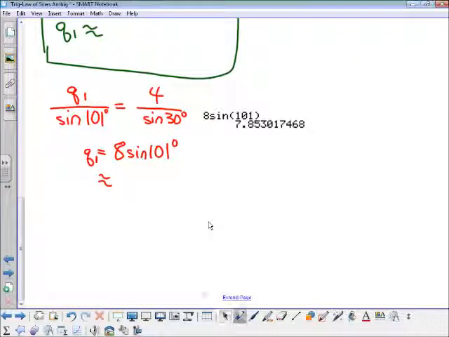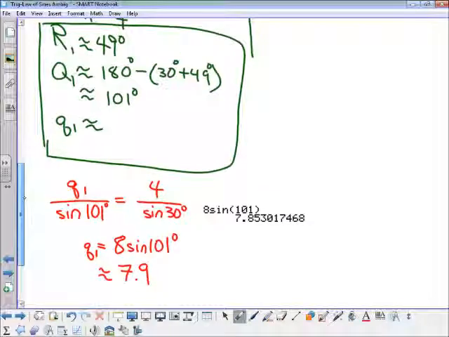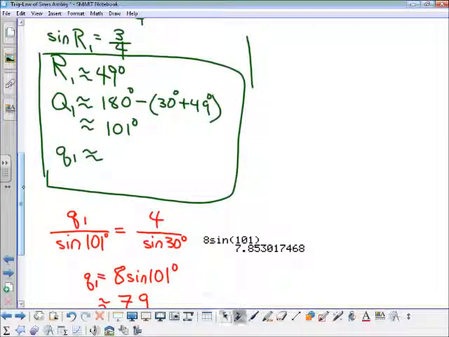because again, my instructions will always be round to the nearest tenth for sides. So nearest degree for angles, nearest tenth for sides. So let's fill in our box. Now, again, we're not done. Going back up to the beginning.